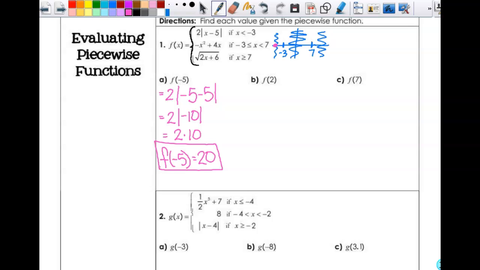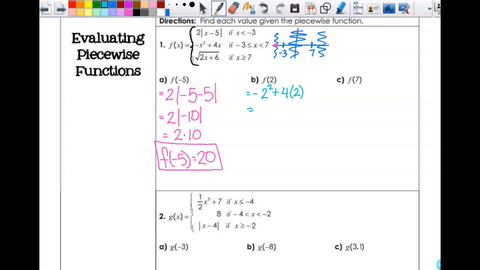f of 2. Does that fall in the domain of the first, second, or third subfunction? The second, okay, because 2 is between negative 3 and 7. You literally look at this right here. And see how for this one negative 3 is not included, but it is included here? So let's say I wanted f of negative 3. I still don't plug it into both. It's negative 3 where it would be included here. But 2 falls into here, so this is the one I'm substituting it into. So I'd get negative 2 squared plus 4 times 2.